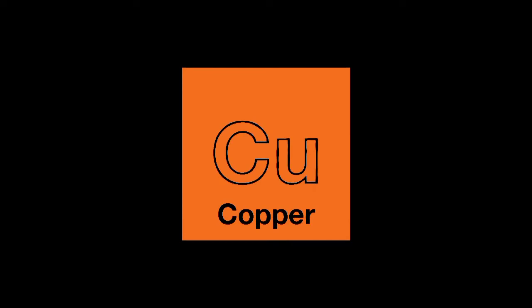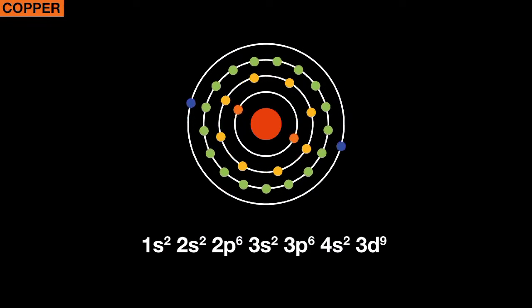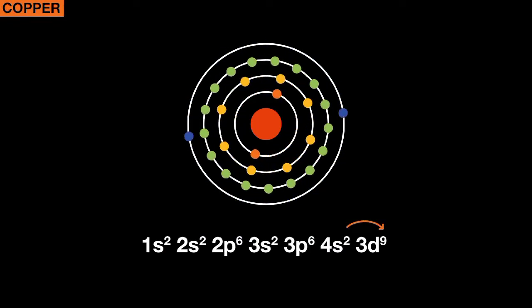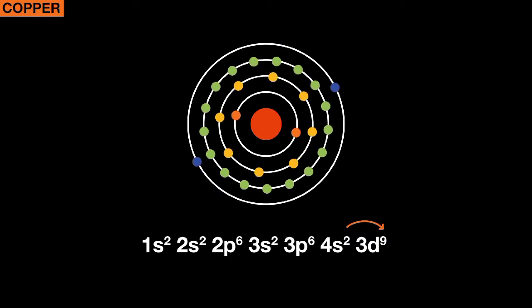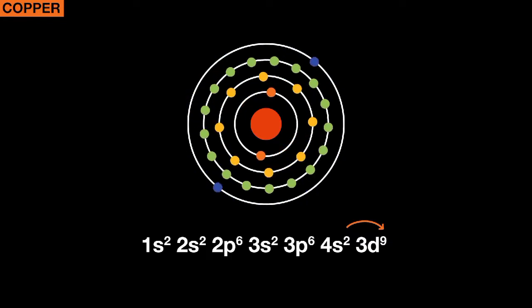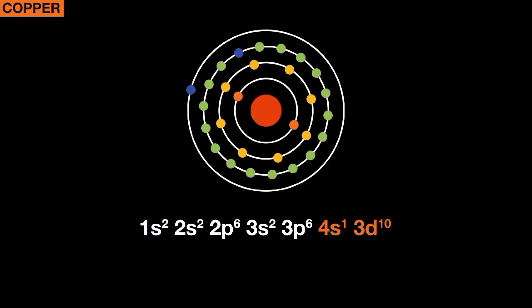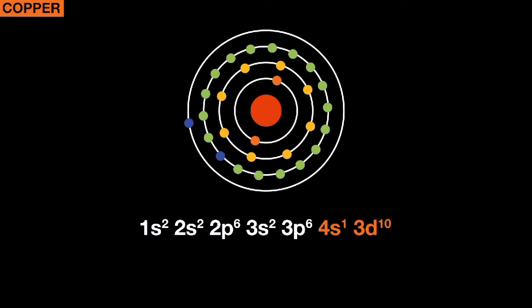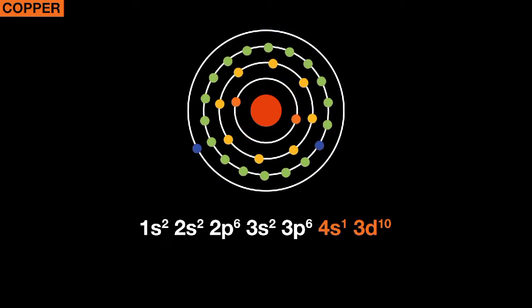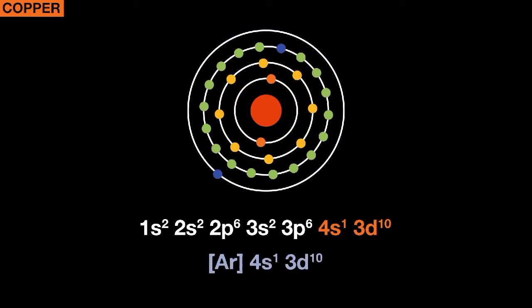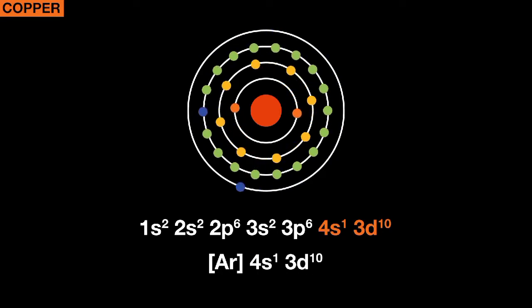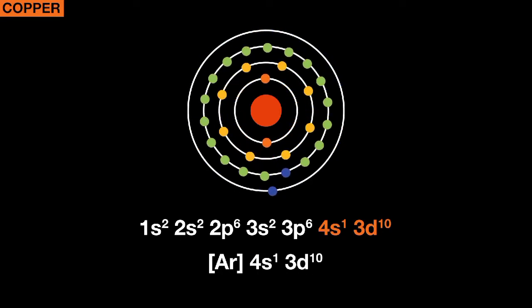The second example is copper, with the chemical symbol of Cu. Copper has 29 electrons. This would be the expected electron configuration. Using the first example's concept, one electron from 4s2 will be moved to 3d9 to achieve more stability. Copper's correct electron configuration is 1s2, 2s2, 2p6, 3s2, 3p6, 4s1, 3d10, or Ar 4s1, 3d10, where Ar stands for argon.